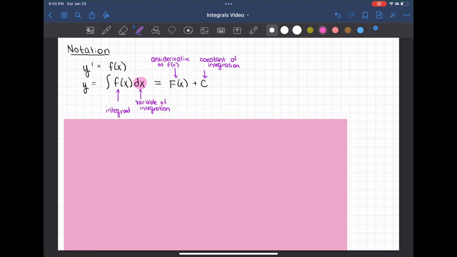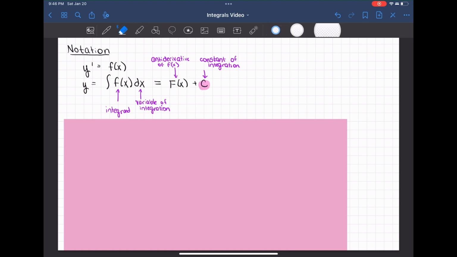And this dx, whatever is after the d, so in this case x, is going to tell us what we're integrating by, so what variable we actually care about. But we'll see that in future lessons, right? f of x is called the integrand. It's what we're actually integrating. Capital F of x is going to be the antiderivative of f of x, and that's kind of typical. We use capital letters to denote the antiderivative. And then c is going to be the constant of integration.